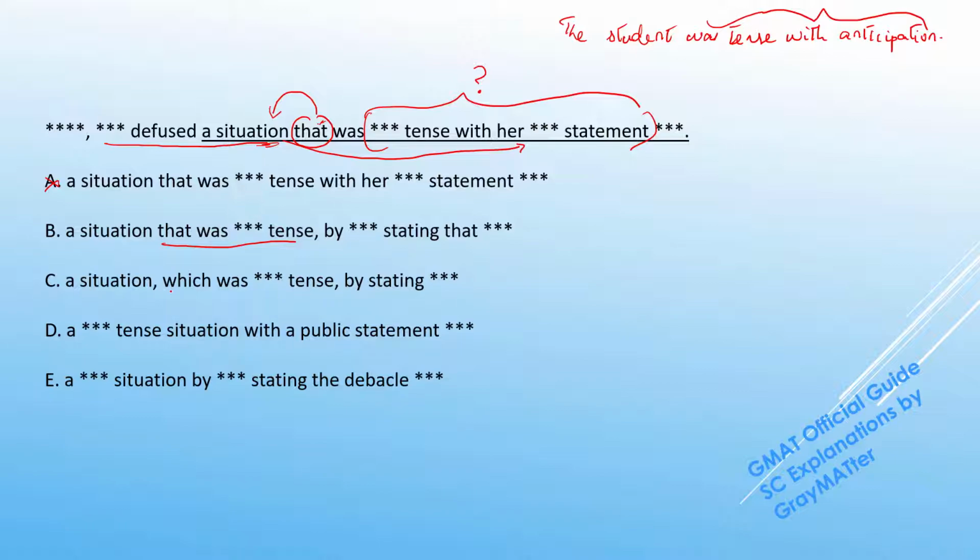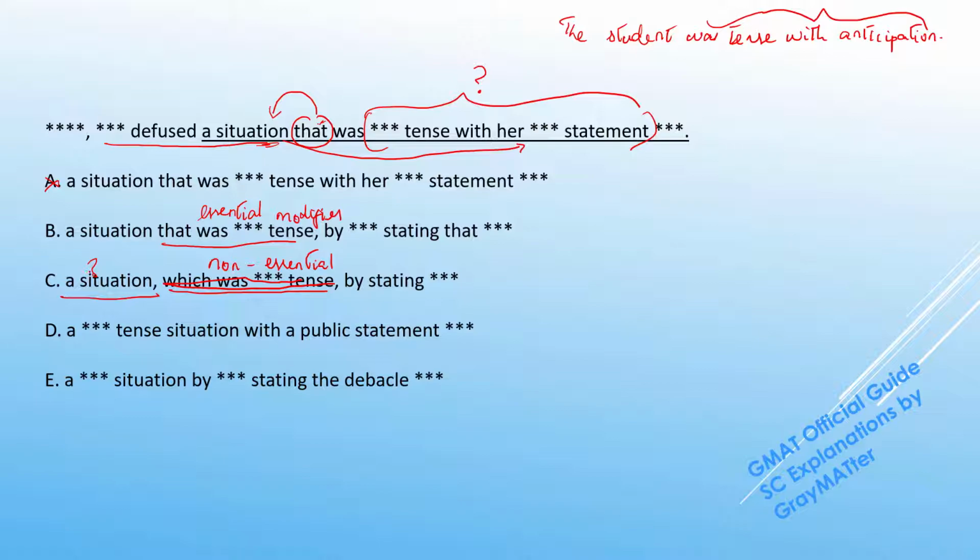Now, a difference that can be noticed in B and C is the use of the situation that was tense and the situation which was tense. Now, the main difference between these two things is that this is an essential modifier. This relative clause is an essential modifier, whereas this is a non-essential modifier. And that means if you take this out of the equation, the sentence should still make sense. So if I remove this, then the sentence would mean that she diffused a situation by stating something. So she diffused a situation by stating something.